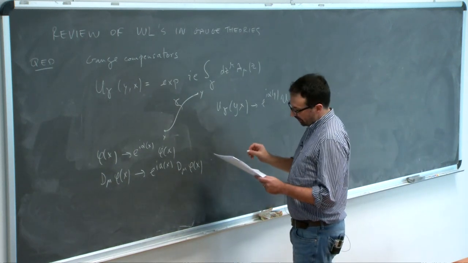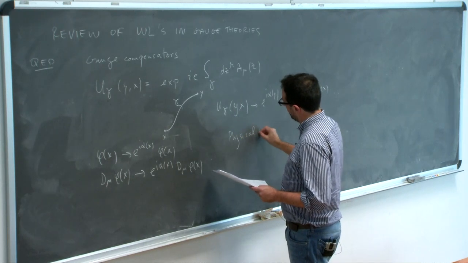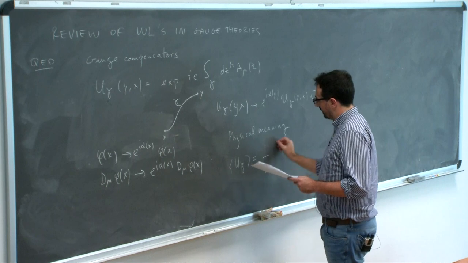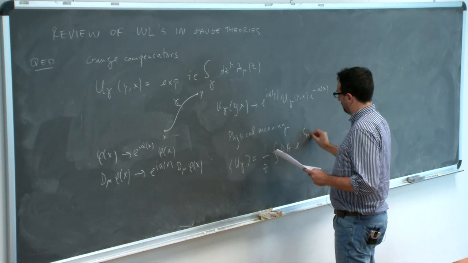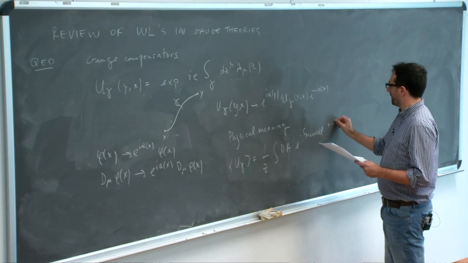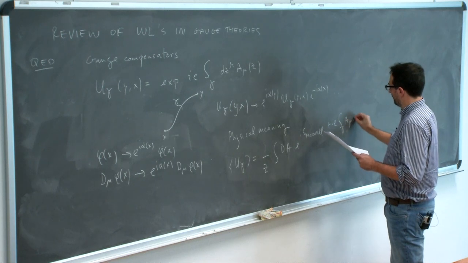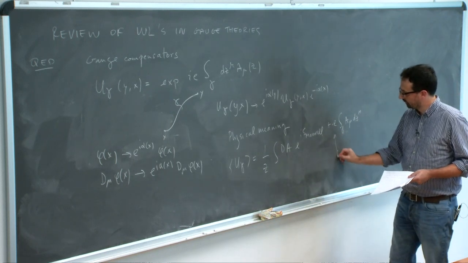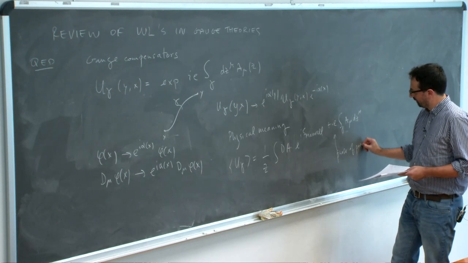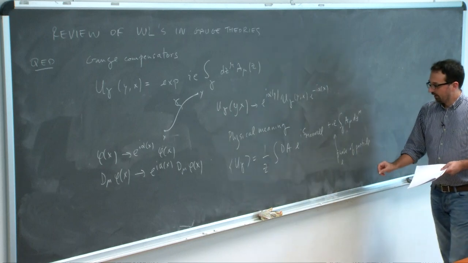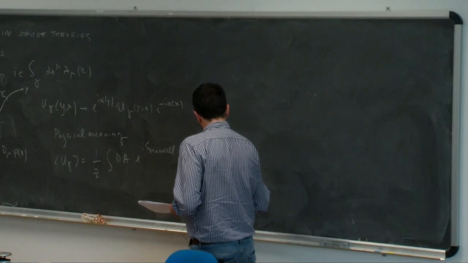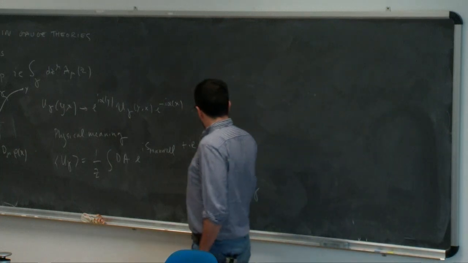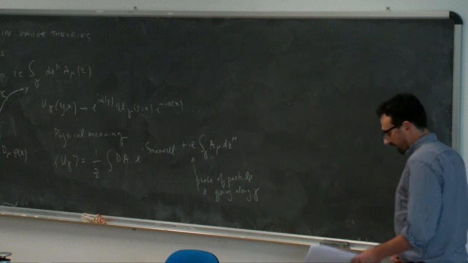Okay, and what is the physical meaning of this object? If you take the expectation value of this object, essentially you discover that this is the phase acquired by a particle which has charge e going along gamma. Okay, so this is just the interaction term between the particle and the gauge field, the background field.